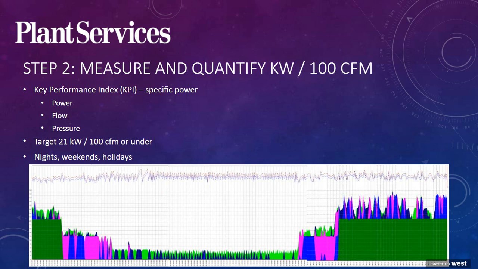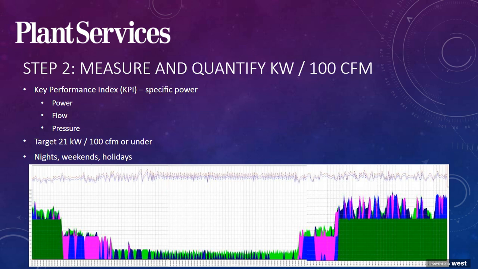Like I've mentioned, a suitable KPI, or key performance indicator, for all compressed air systems is going to be specific power consumed. So that's kilowatt per 100 cubic feet per minute, or CFM, of compressed air used. This provides an idea of how efficient a compressed air system is running regardless of varying plant outputs.